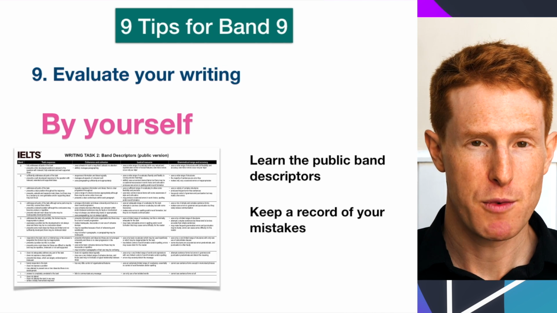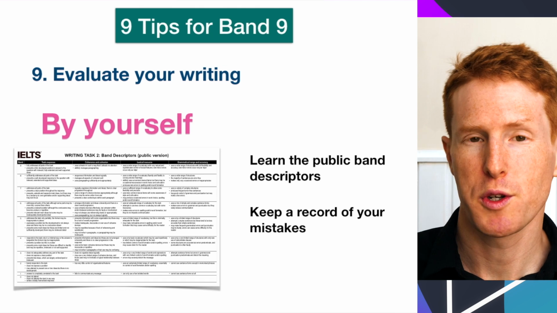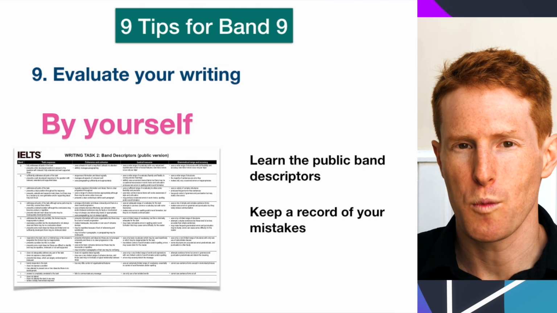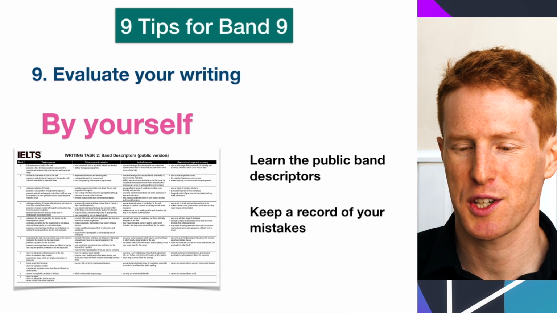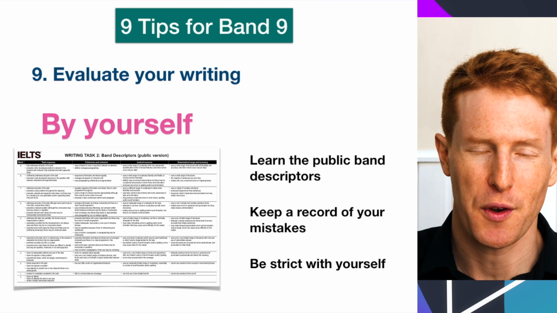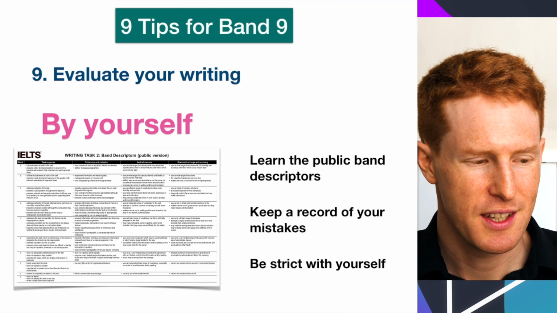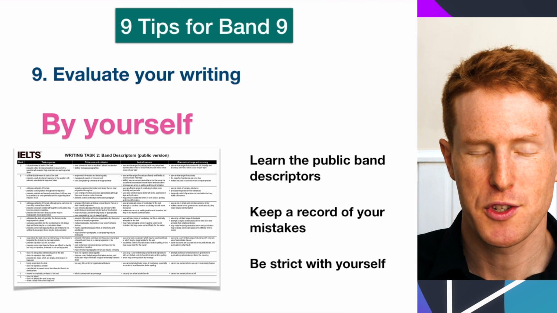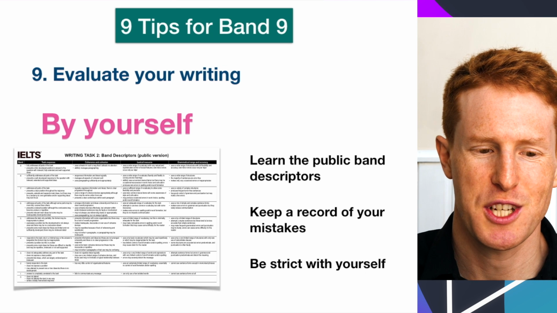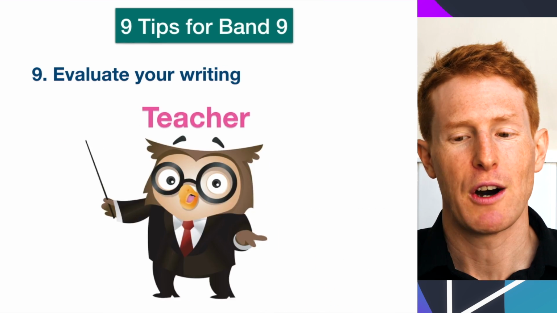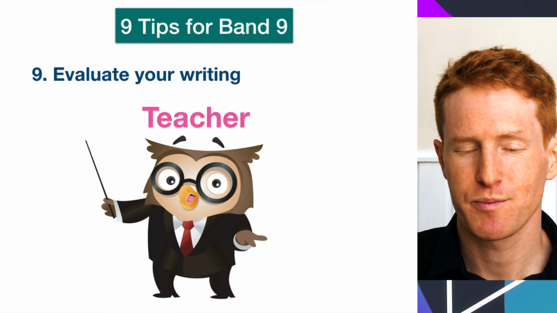Again, like Yash, who we mentioned earlier, keep a record of your mistakes. So if you know you struggle with articles, then write down when you've missed an article and then write down the corrected version, and really be strict with yourself. Okay, if you've only written an idea with 1 sentence and you haven't developed it, well, don't give yourself band 7 for task achievement or task response. Be strict with yourself.